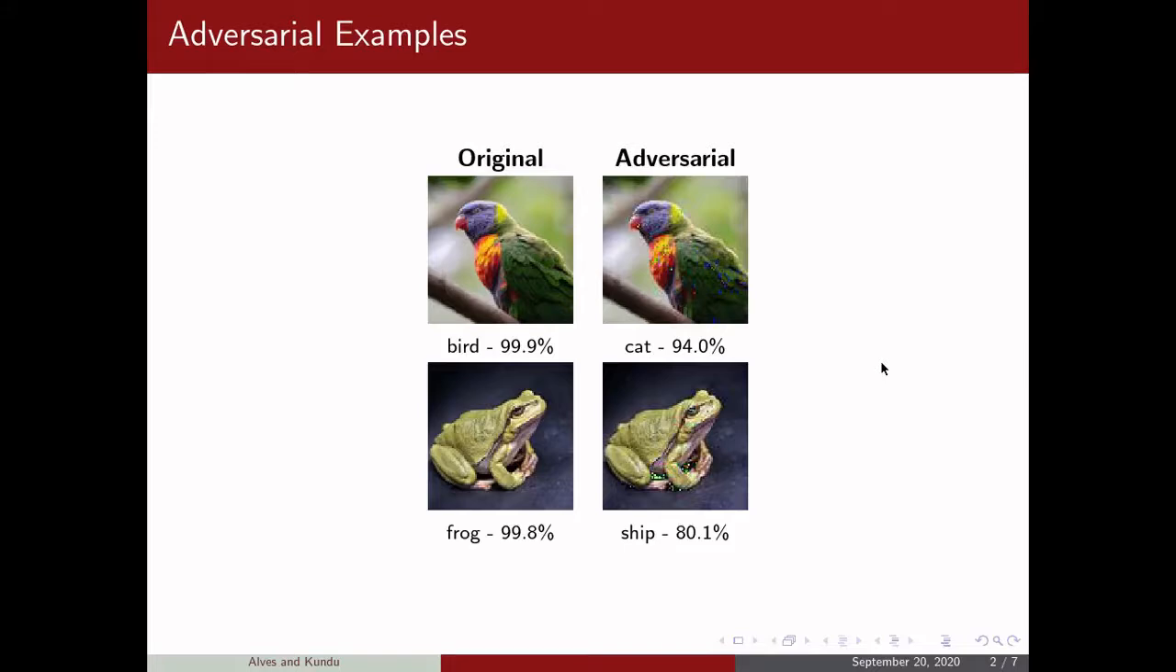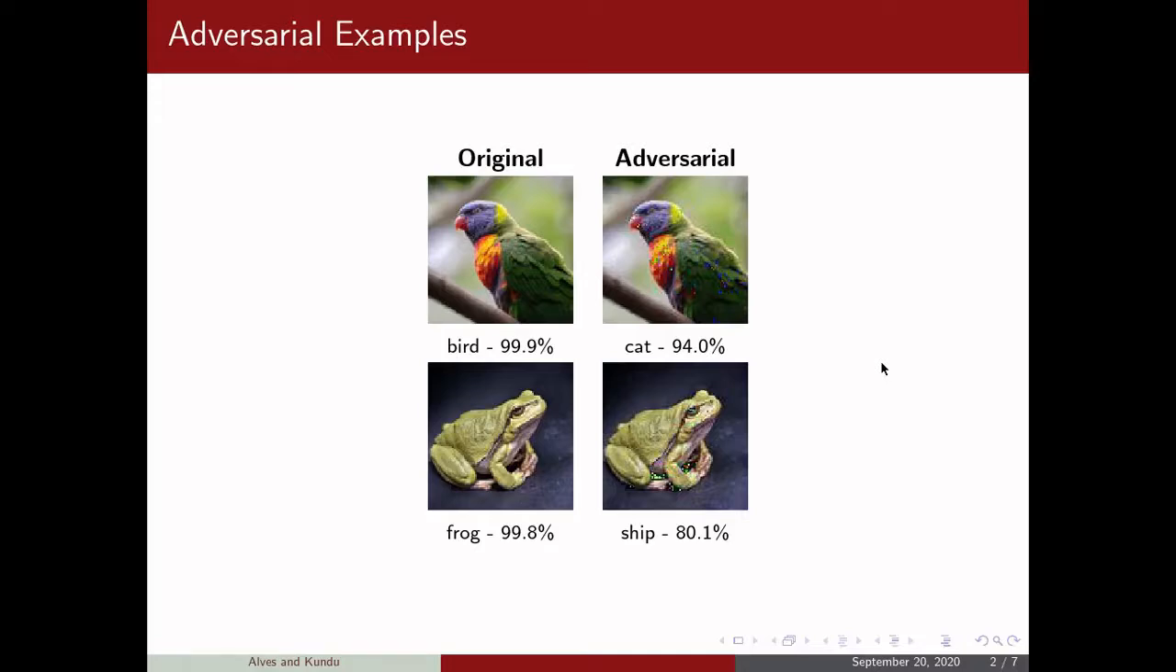In the case of this work, we're focusing on image classifiers. An adversarial example is when you get an original image and you inject some controlled noise into that image in such a way that, to the human eye, it still looks like the same image, or it would be classified as the same class, but to the target classifier, it gets misclassified as something else.